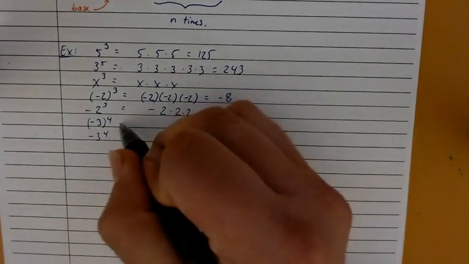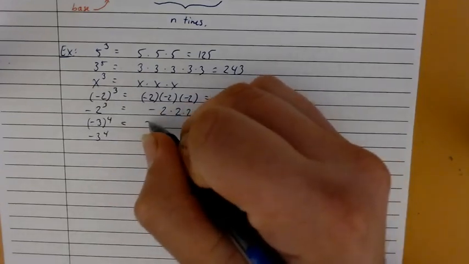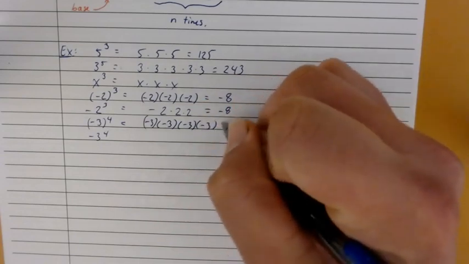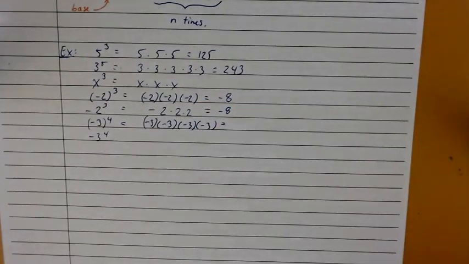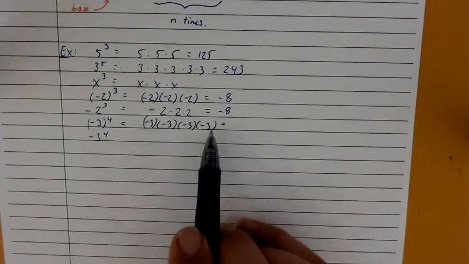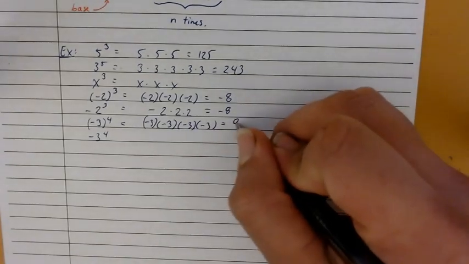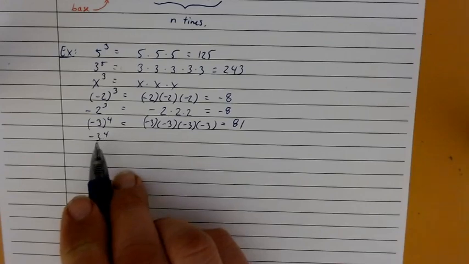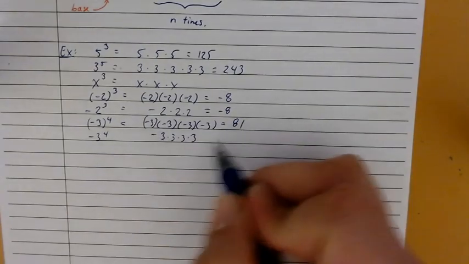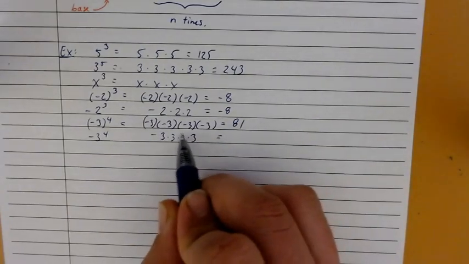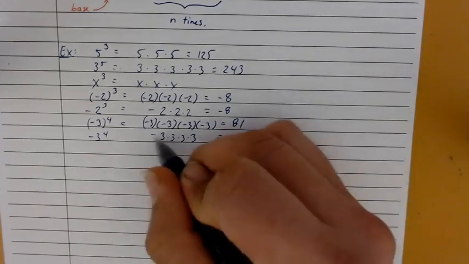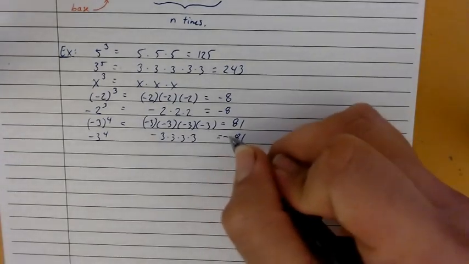All right, we got it? Here, this means negative 3 times negative 3 times negative 3 times negative 3, which negative 3 times negative 3 is positive 9, times another negative 3 is negative 27, times another negative 3 is positive 81. Without the parentheses, this is simply 3 times 3 times 3 times 3, and then you tack the negative on at the end. So again, 9 times 3 is 27, and 27 times 3 is 81. And then at the end, you tack on the negative. All right, so there is our result.